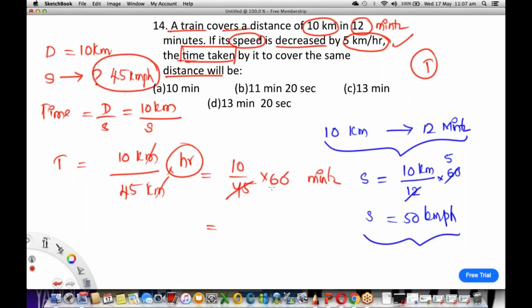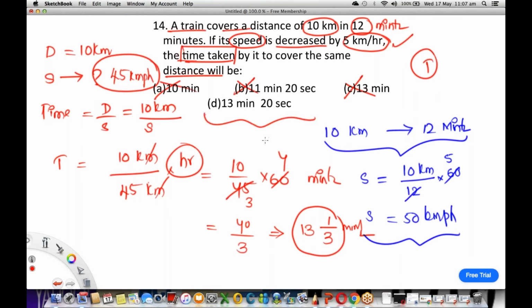So I'm going for further calculation. 15 fours, 15 threes. This is nothing but 40 divided by 3. I'm writing it as a mixed fraction. 3 times 13 will give 39. I am left with 1, so 1 by 3. 13 1 by 3 is indicating the minutes. So definitely these two are ruled out in the previous. This also is ruled out because we got an answer which is more than 13. So simply you can fix your answer choice as D.